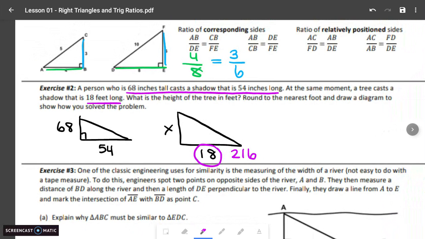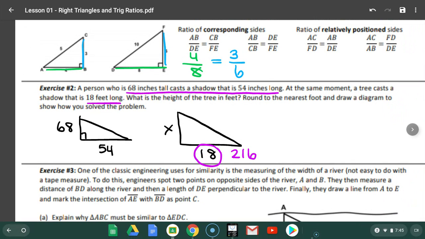Now that I have this, I'm going to tell you to pause the video and set up a proportion. So set up the proportion and try to solve for the height of that tree right now. I set up my proportion as 68 over 54 equal to x over 216. You could have something different. That's totally fine. As long as you ended up with x equal to 272, you set up your proportion correctly.